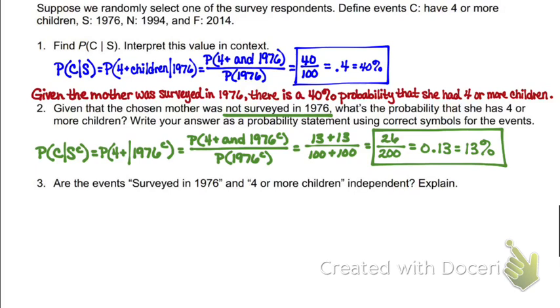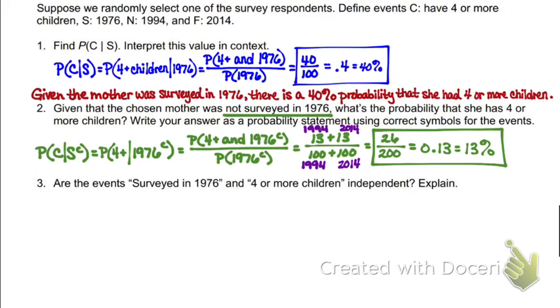So 13 in 1994, 13 in 2014, out of 100 that were spoken to in 1994 and 100 that were spoken to in 2014. For 26 over 200, or 13%.